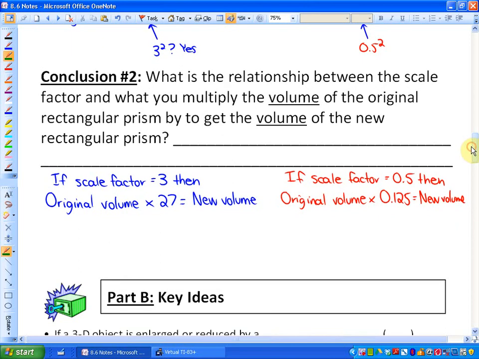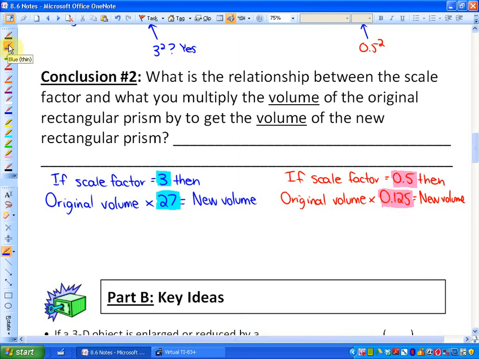And the last and final relationship we're going to look at in this particular lesson is the relationship between scale factor and volume. So what is the relationship between the scale factor and what you multiply the volume of the original rectangular prism by to get the volume of the new rectangular prism? So in other words, if we have a scale factor of 3, we found out the volume was 27 times as great. If we had a scale factor of 0.5, the volume was 0.125 as great. So what's the relationship between 3 and 27 and the scale factor of 0.5 and 0.125? You may want to pause this and think about the relationship yourself. The more you come up with the hypothesis yourself, the more it will stick.